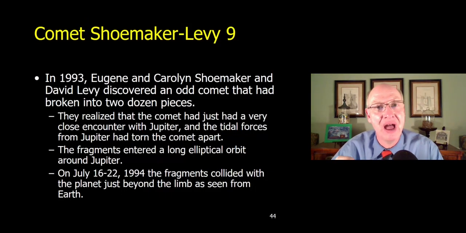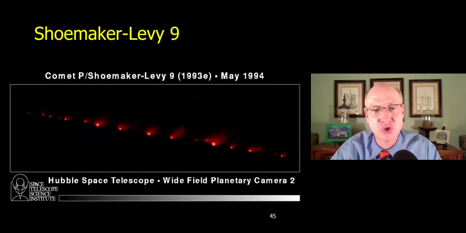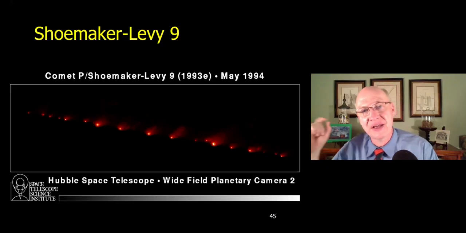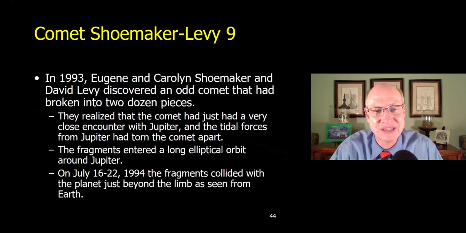Now, a really interesting event on Jupiter happened back in 1993. In 1993, Eugene and Carolyn Shoemaker and another astronomer by the name of David Levy discovered an odd comet that had broken into about 24 pieces. It turns out the comet had had a particularly close pass to Jupiter, and during that close pass, it broke, as I said, into about 12 pieces.